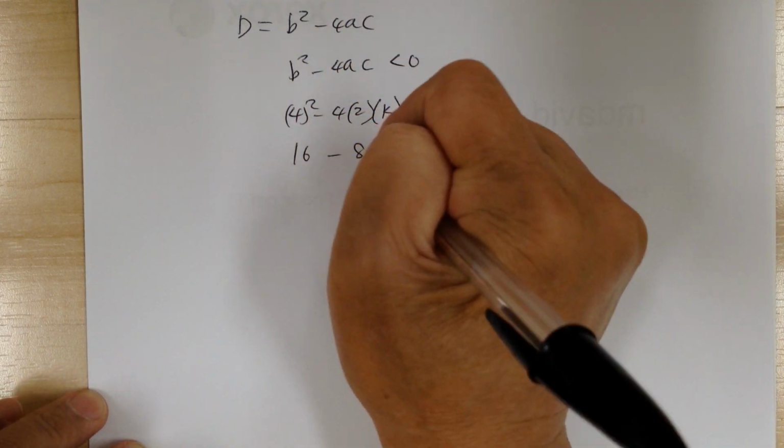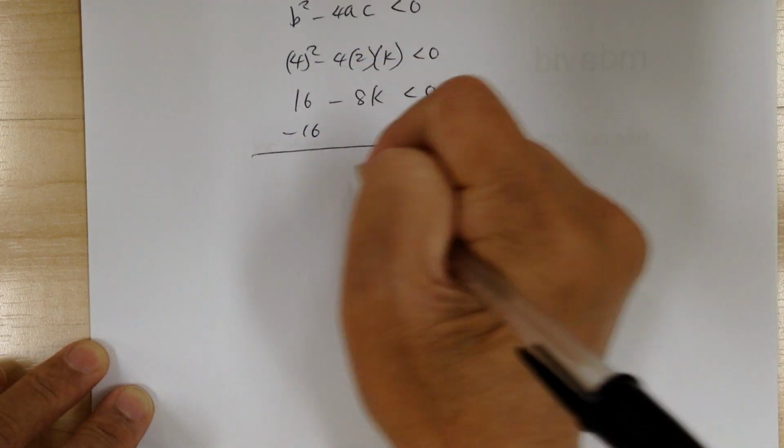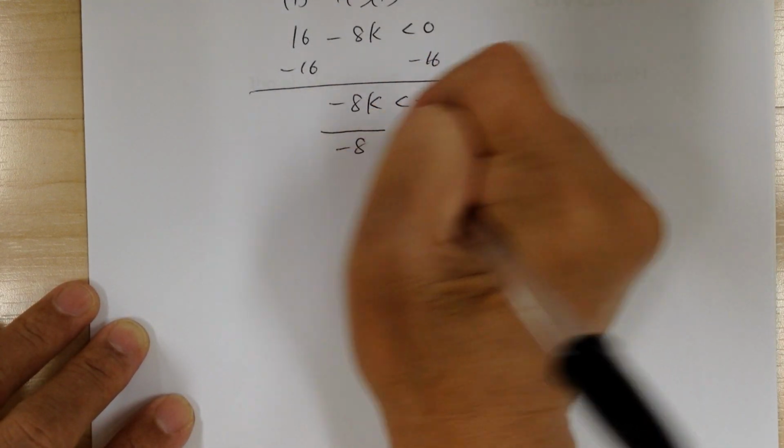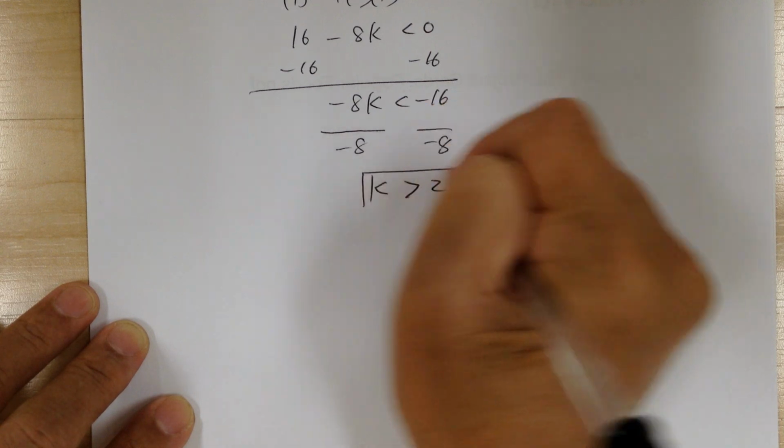So 16 minus 8k is less than 0, minus 16. So you got negative 8k less than 16. Divided by negative 8, divided by negative 8. So k has to be greater than 2.